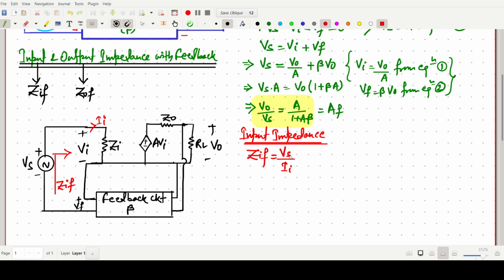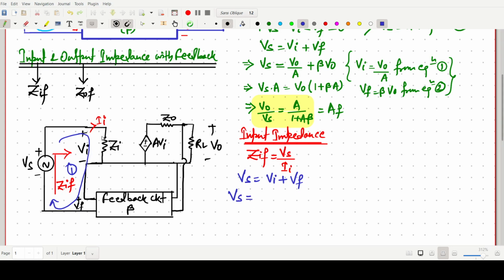So we have to find the value of Vs by Ii. Again we have to use the fundamental KVL concept in this loop for input impedance. One can easily write Vs equals Vi plus Vf. I have already written this in the first case for the calculation of feedback gain. Now for input impedance also we have to use this equation. So now we can write Vs equals this Vi.